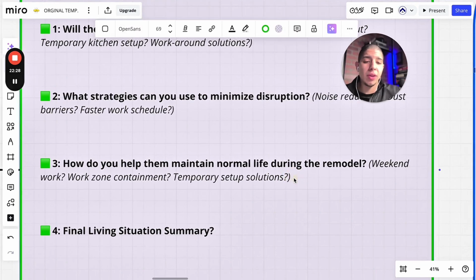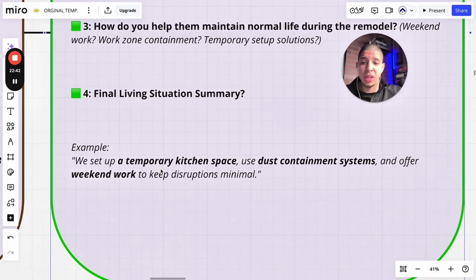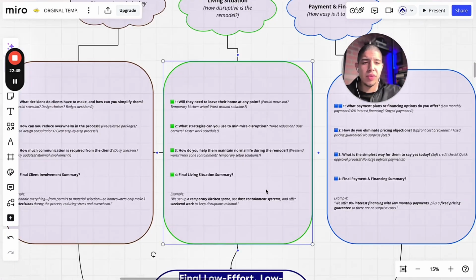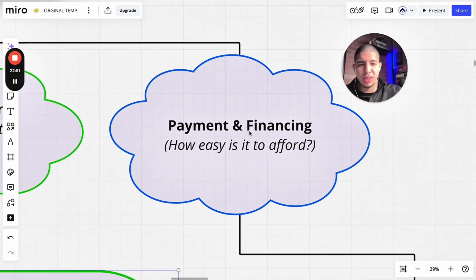We got one guy right here. When he starts the job, unexpectedly, he gives the client a $500 gift card so their family can go and eat out every single day. That's baller. That's insane. We set up a temporary kitchen space, use dust containment systems, and offer weekend work to keep disruptions minimal. Very cool, man. This is high level stuff, man.